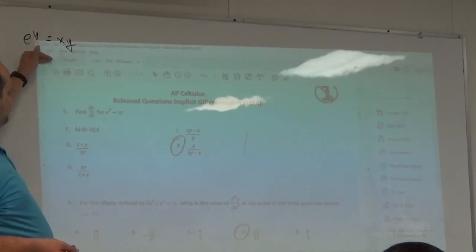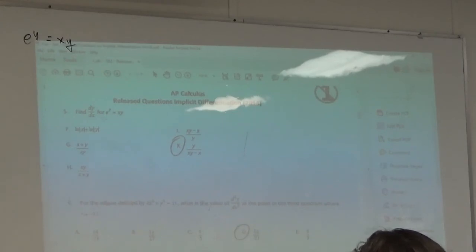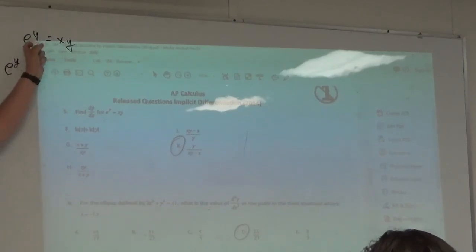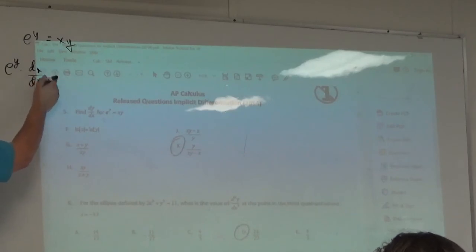The only thing I really care about with implicit differentiation is when I take the derivative of something that has a y, don't forget the dy/dx. So the derivative of e to the y, you guys are all going to tell me is e to the y. The derivative of e to the power of stuff is e to the power of stuff times that derivative. What's that derivative? dy/dx equals derivative of xy.